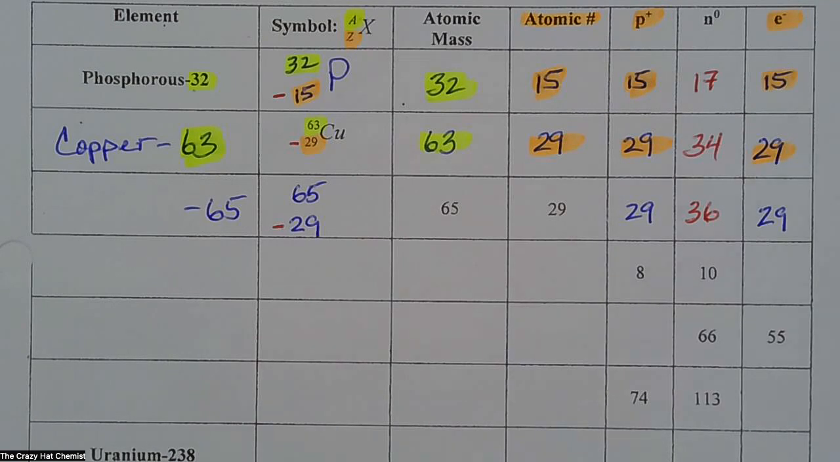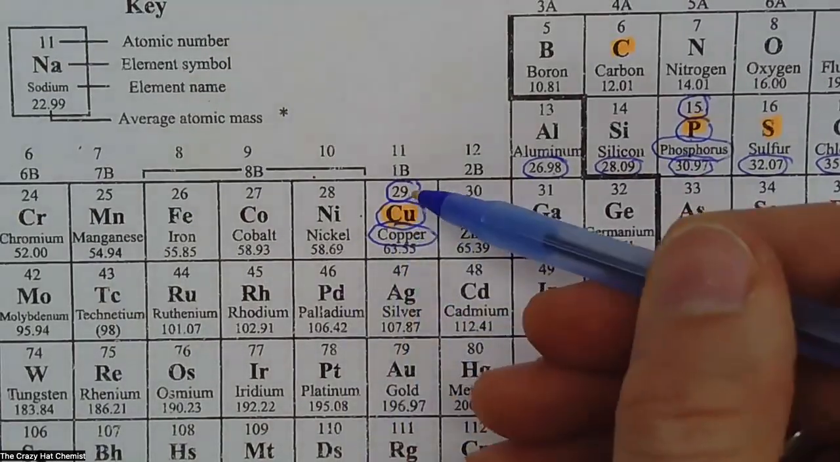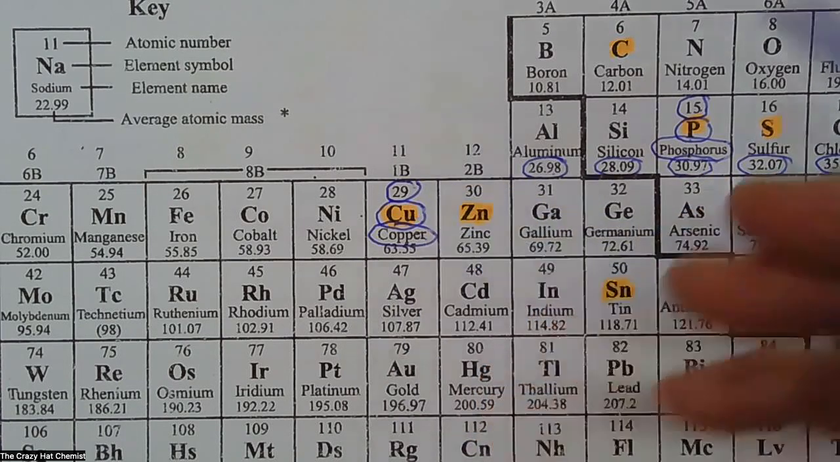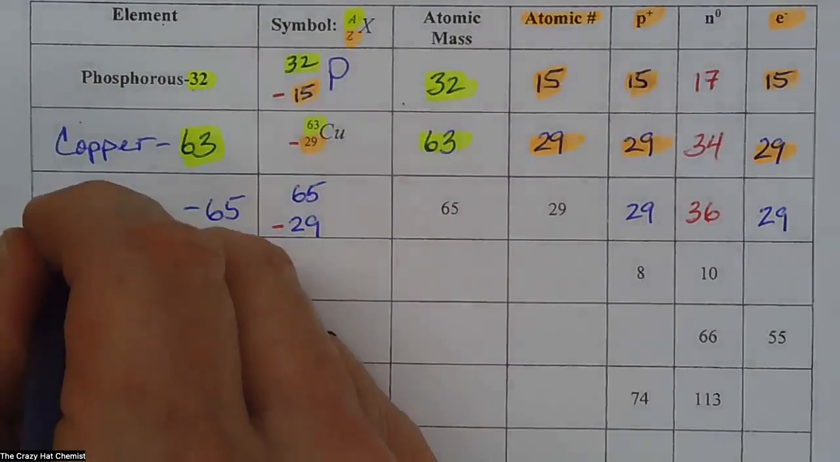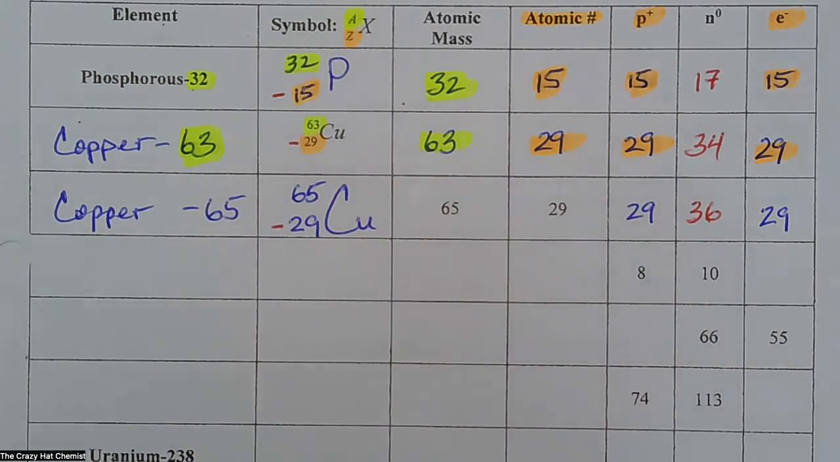I'm going to look on my periodic table for atomic number 29. We just actually did this, but I'll do this just for giggles. And that is 29, and that is a Cu, and that's copper. So copper, and then a Cu right there like that.